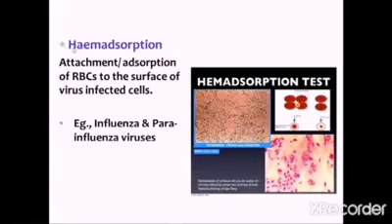Another method is hemadsorption. In this case, there is attachment of erythrocytes to the surface of the virus-infected cell. This technique is limited to viruses with a hemagglutinin protein on their envelope, such as mumps, parainfluenza, and influenza viruses.